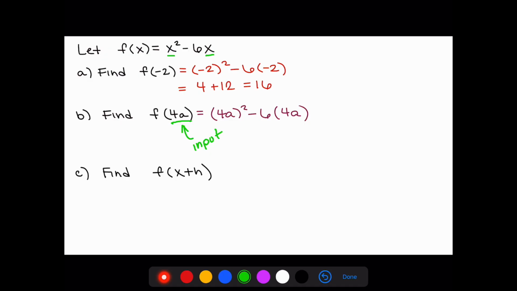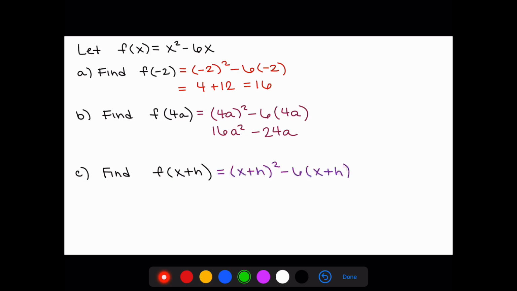So 4a squared minus 6 times 4a, we're going to square both that 4 and the a, so that's 16a squared minus 24a. We can't really do much else with that. That's our final answer. So one more, find f of x plus h, same concept. We're now going to replace both the x's with x plus h. So that gives me (x plus h) squared minus 6 times (x plus h).